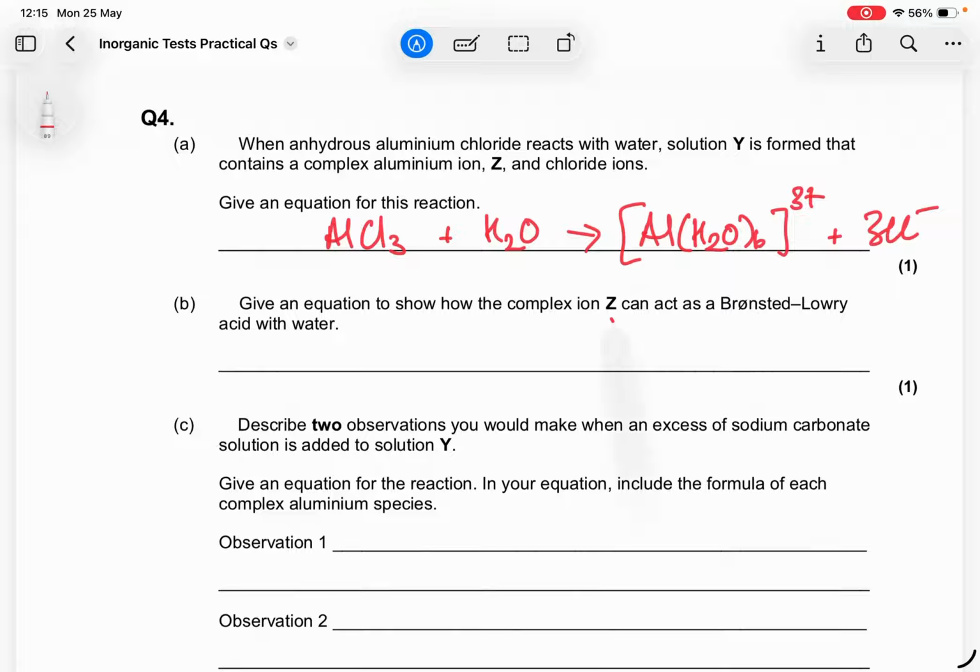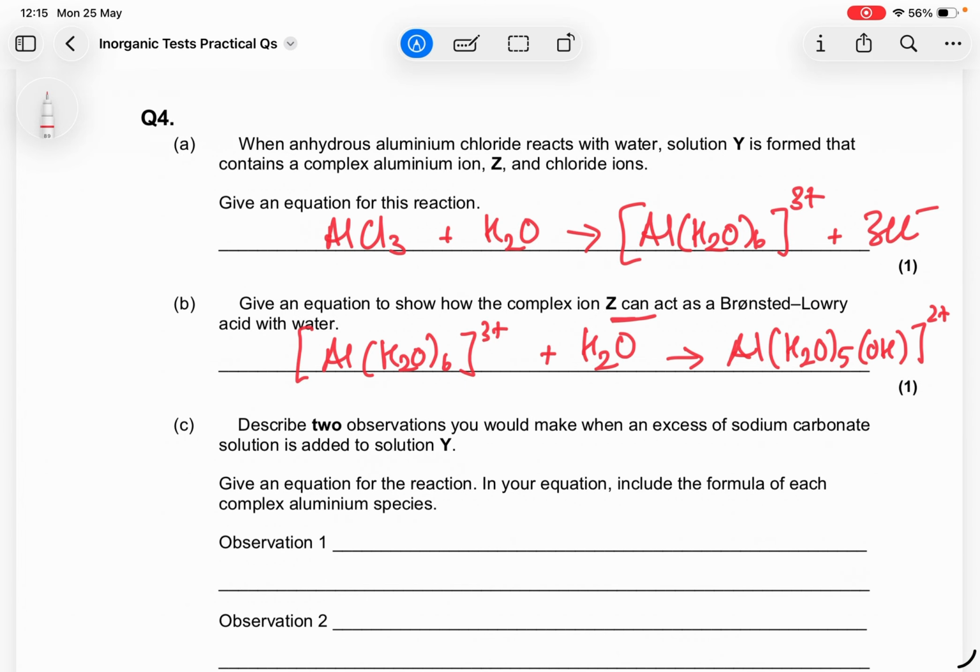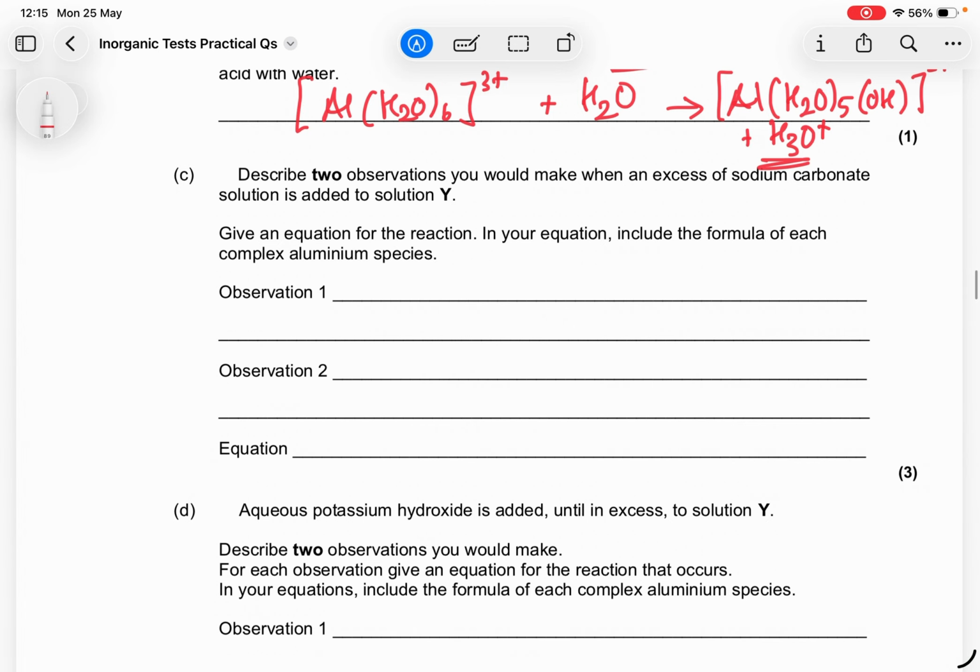How does Z react as a Bronsted-Lowry acid? It's probably better to do it like this. Water is acting as a base here, so water will gain a proton, and it will become H3O plus. That's what it's acting as.